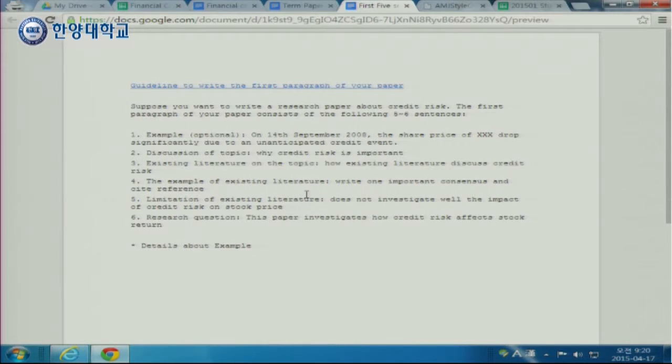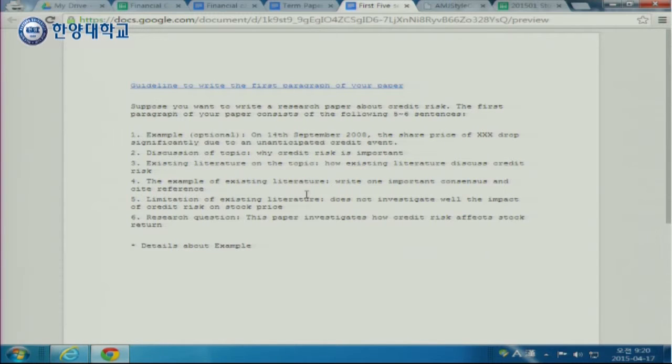And the second sentence is a discussion of topics like why credit risk is important, because this paper is about credit risk. The third sentence of the first paragraph is about the existing literature on the topic: how existing literature discusses credit risk or your research question. And the fourth sentence is the example of existing literature.